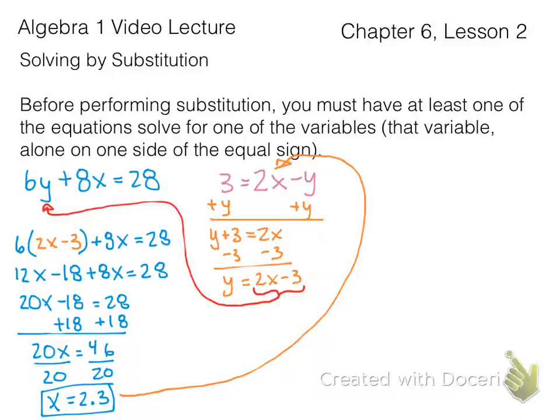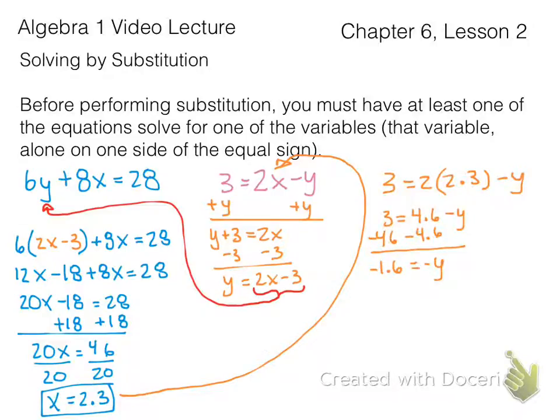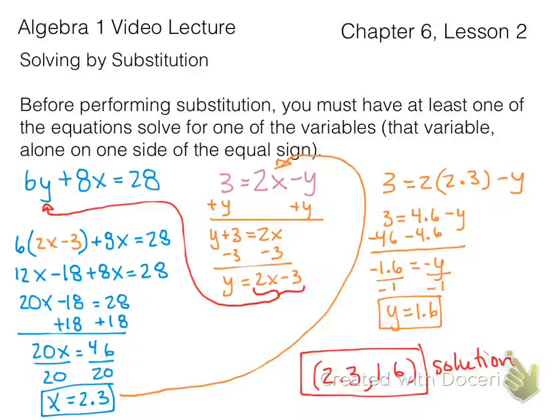Okay, so let's plug it into 2.3 for x. We're going to get 3 equals 2 times 2.3 minus y. Solve for y. y equals 1.6. So the actual solution is 2.3, 1.6. That's the point where this line and that line intersect.